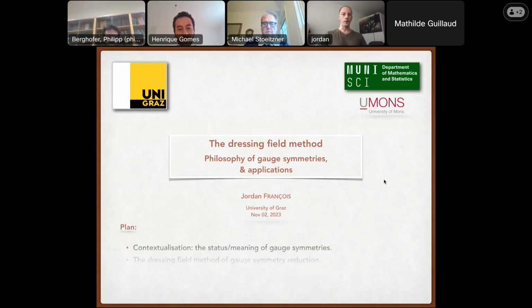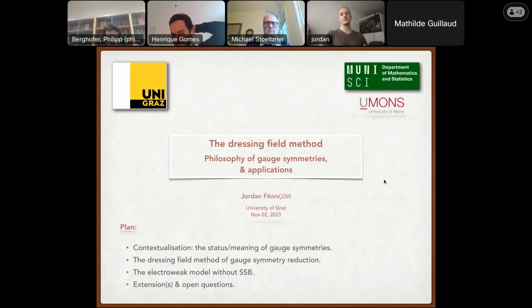So the plan is as follows. I give a tiny bit of contextualization about gauge, to discuss gauge symmetry and to motivate the use of the dressing field method in that context. I will remind, sorry for those who already know a lot about this, the example of the Rhetoric model, because it is a place where I would say the dressing field approach maybe shines particularly. Even though it is not the only one, there are of course applications to gravity and to conformal geometry. In the final part of the talk, I will give a preview of extensions to the dressing field method, especially to diffeomorphisms, and discuss the open questions.